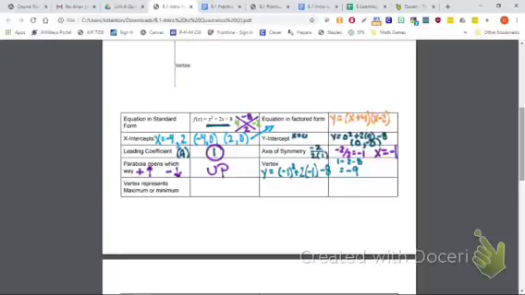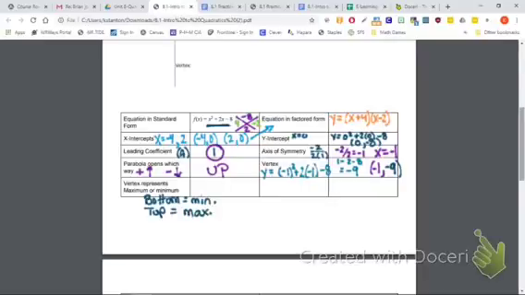So my vertex is going to sit at the point -1, -9. The vertex represents a maximum or minimum. Okay, so we need to look at where the vertex is. If the vertex is at the bottom, that means it's a minimum value. And if it's at the top, that means it's a maximum value.